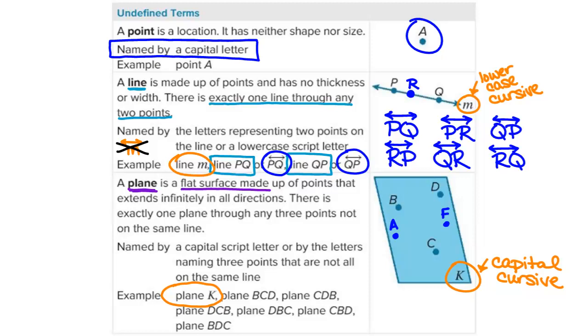It's supposed to look different, but I will warn you right now that in our textbook, and so therefore on the homework assignments and the notes pages, this is supposed to be cursive, but a lot of times it just looks like a regular print capital letter. The way you can tell them apart is it will not have a dot next to it. If it has a dot next to it, then it's a point. If it does not have a dot next to it, then it is naming the entire object.